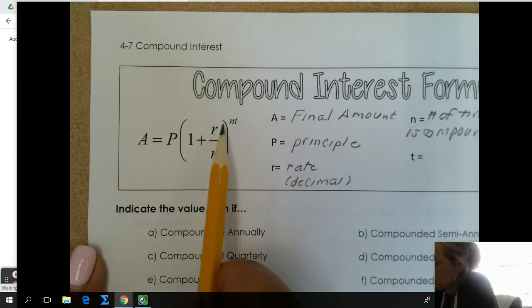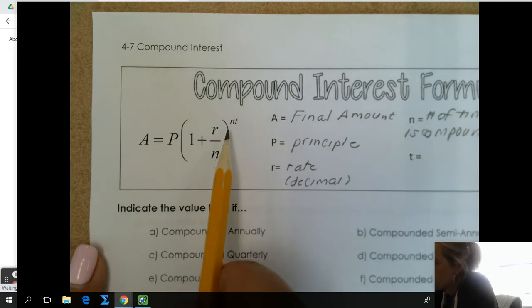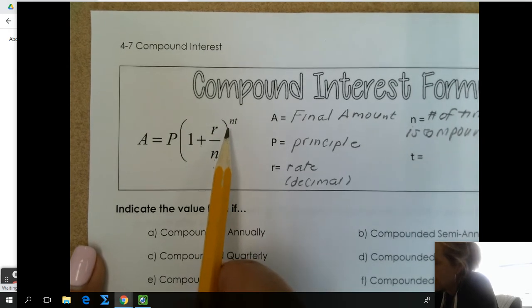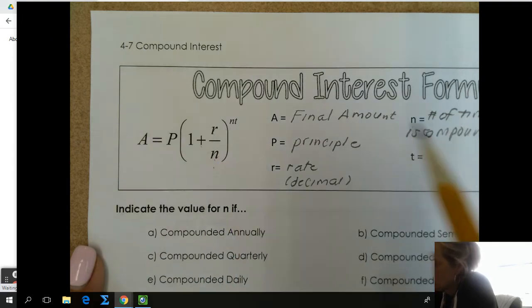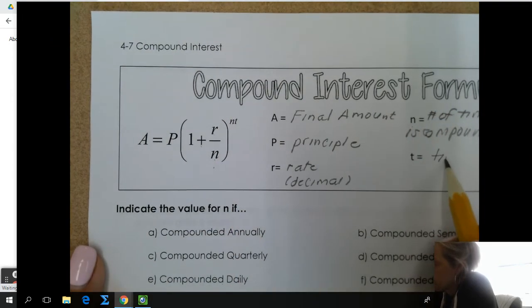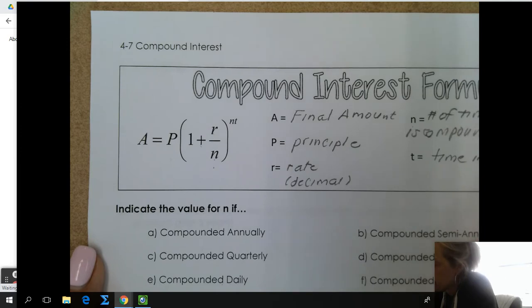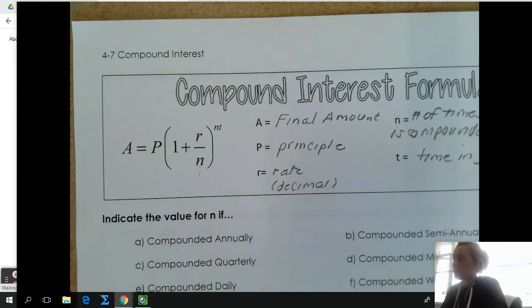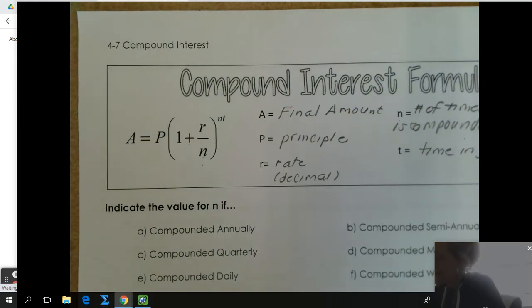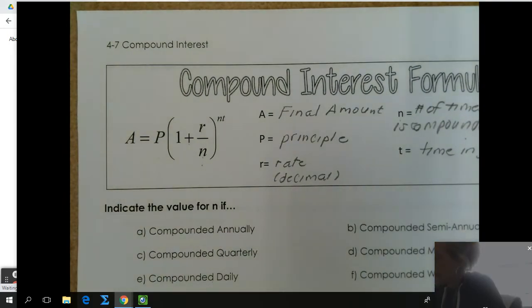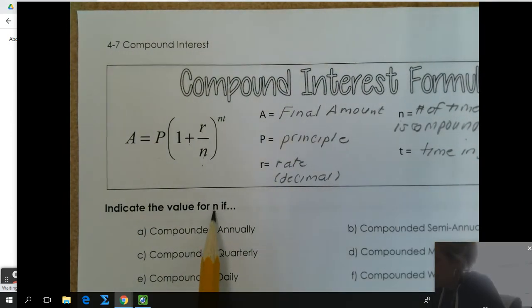It also appears in the exponent. The exponent is made up of two things, the N and T, where T is time in years. So when we're looking at these compound interest problems, we want to make sure that in the context of the problem we're identifying our N properly.